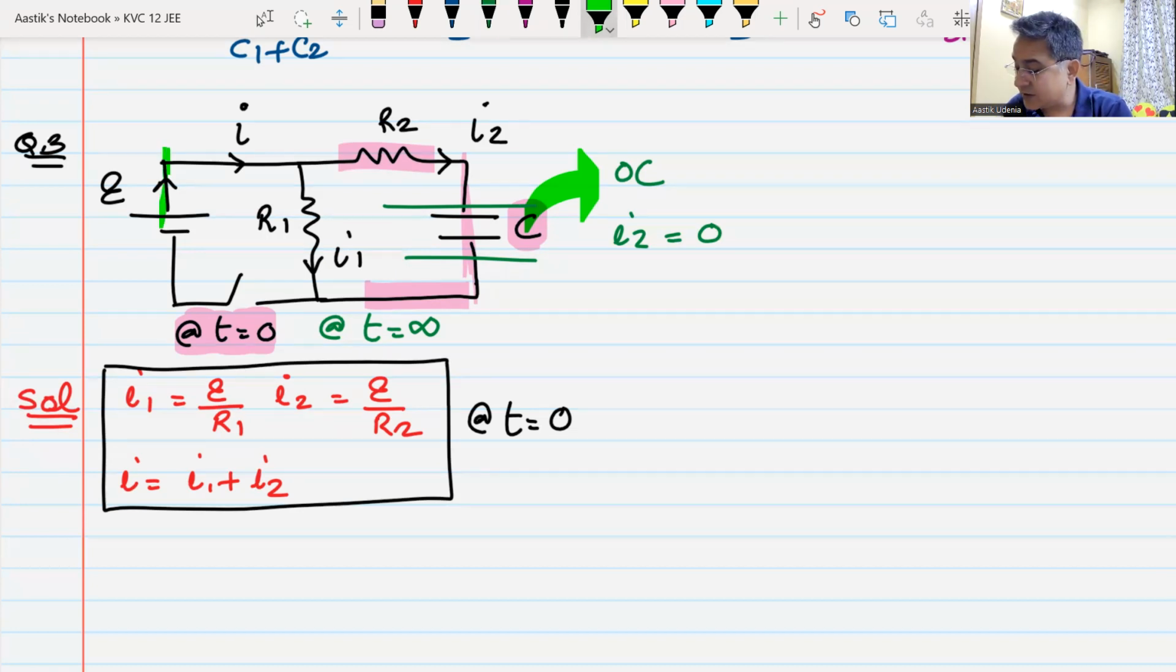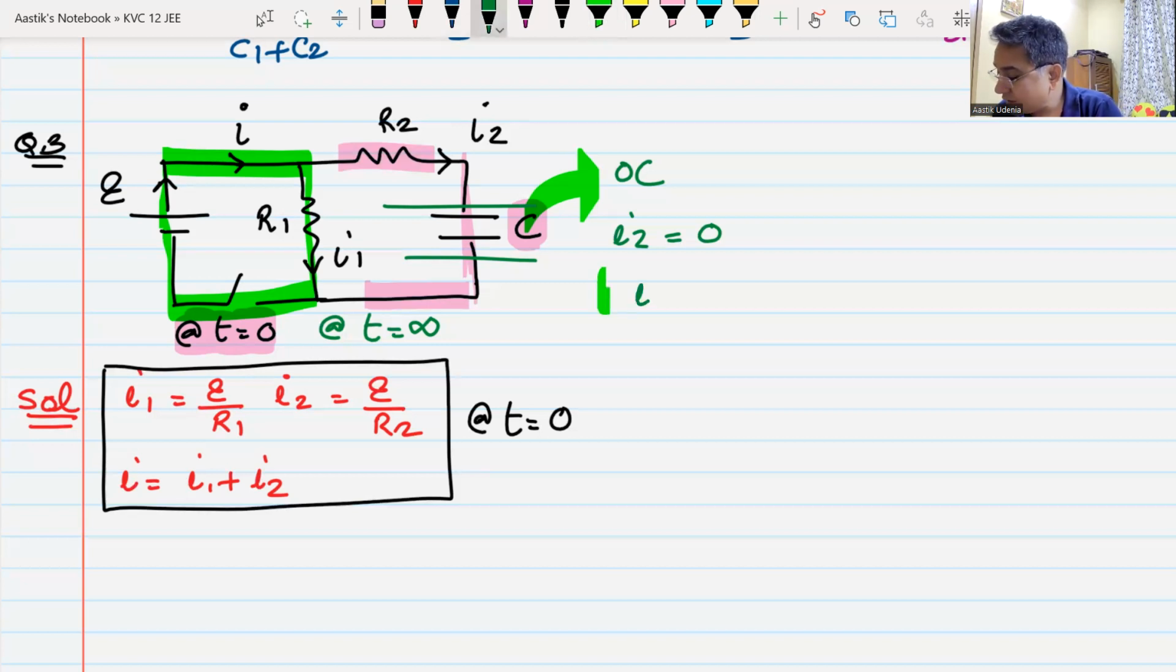This is the only way current can flow, because there is no other way for current to flow. Therefore, at time t equal to infinity, I becomes equal to I1, and it becomes equal to E by R1.